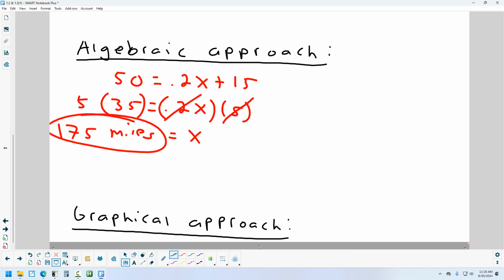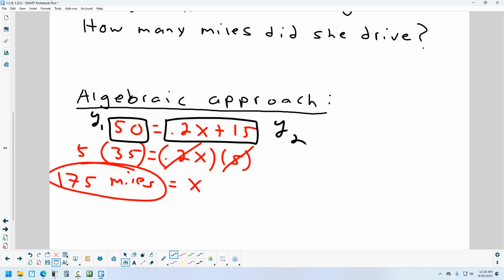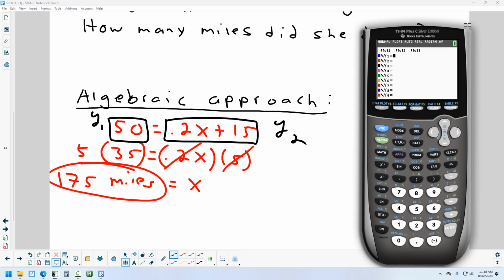So what we're going to do is take this side of the equation and put that where it says y1. I'm going to take that side of the equation, and we're going to put that where it says y2. So we're going to type those two things in on the calculator. We're going to put 50 on y1 and 0.2x plus 15 on y2.